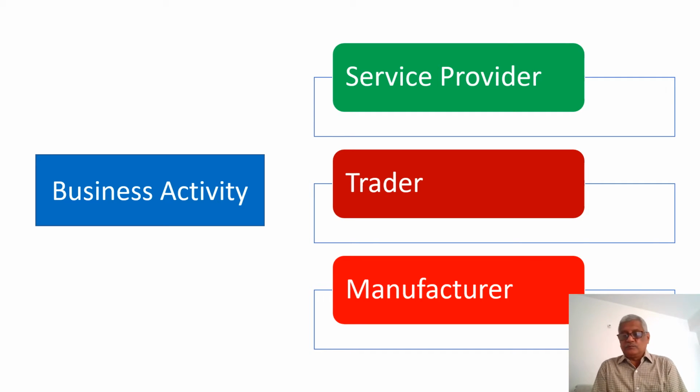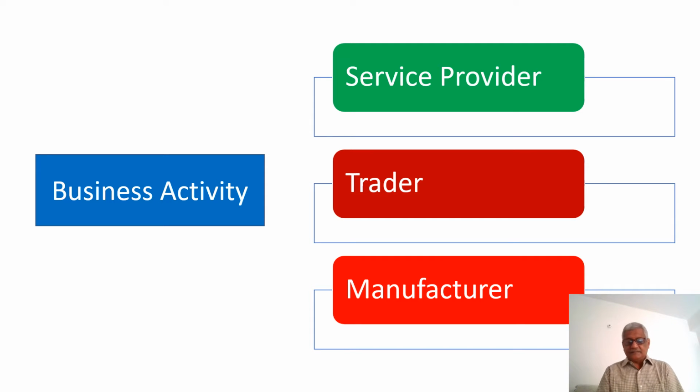Now let us go into the operating cycle. Let us understand what exactly the operating cycle is. We are aware that any business activity can be divided into three. One is a service provider. That means he doesn't sell anything, he sells only services. A bus operator, a doctor, a chartered accountant, they are all providing a service for which they charge us a fee.